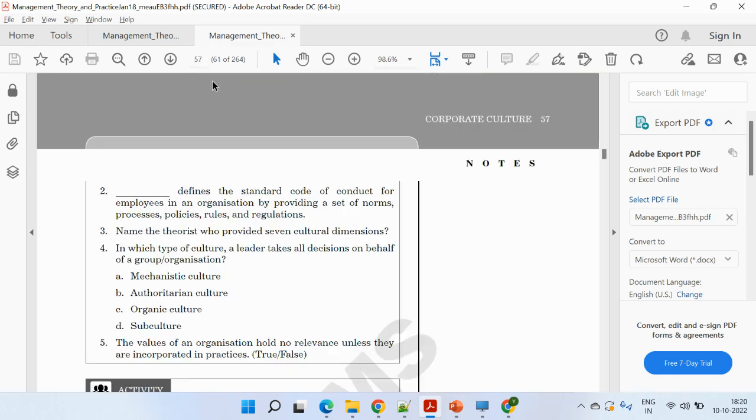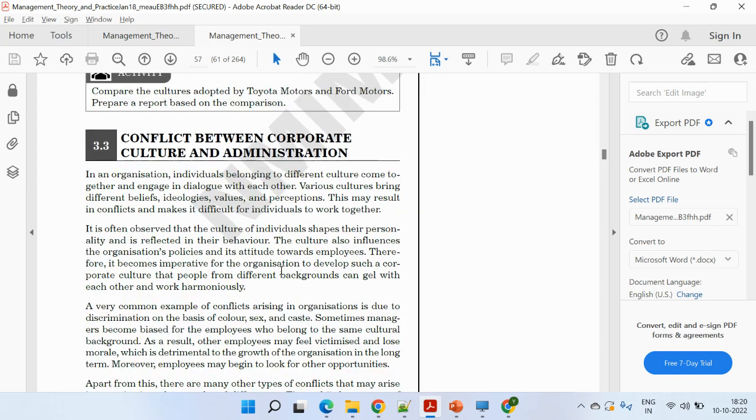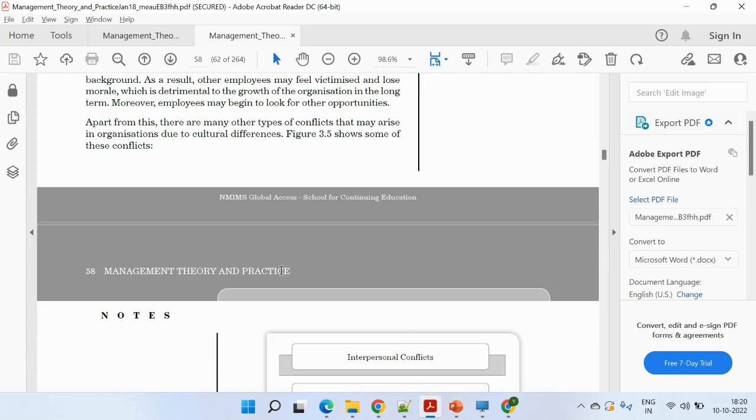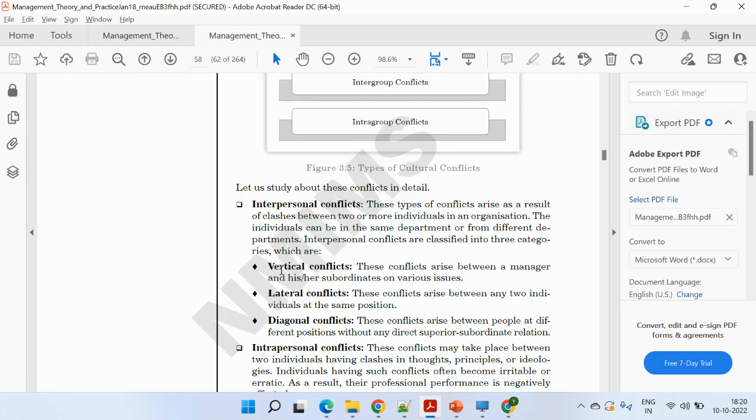So going to page number 57, there is a conflict between the corporate culture and the administration. Many times it happens that within the company a lot of issues may come up. So there are certain kinds of conflicts. There are four kinds of conflict: one is interpersonal, second is intrapersonal, third is intergroup, and the fourth one is intragroup. Inter means between two, like interpersonal is between two persons. Intrapersonal means within the same person, who is contradicting himself. Intergroup is between two different groups, and intragroup is within the same group. You can explain a little bit about all these pointers.